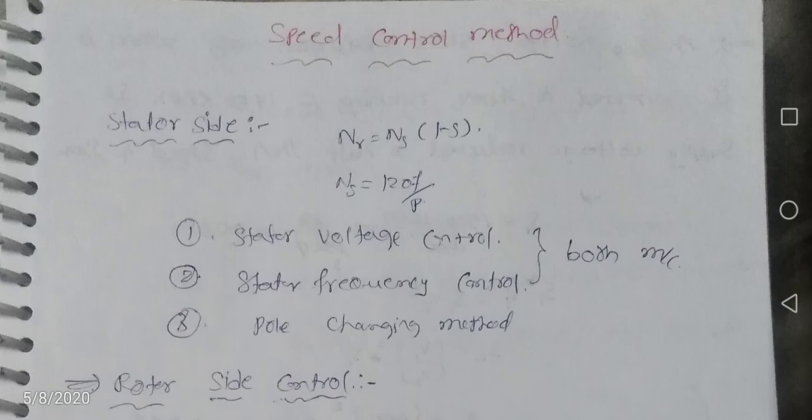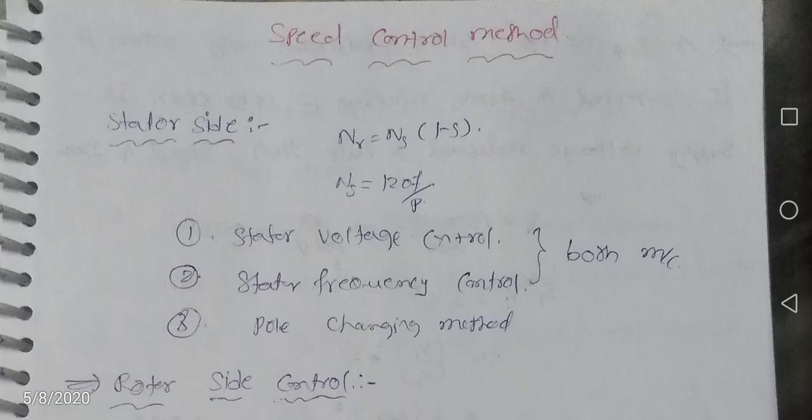NR equal to NS into 1 minus S. NR is the rotor speed, NS is the stator flux speed, and S is the slip. Slip S equal to (NS minus NR) by NS. So from this, the stator side control is the stator voltage control method, the stator frequency control method, and the pole changing method.